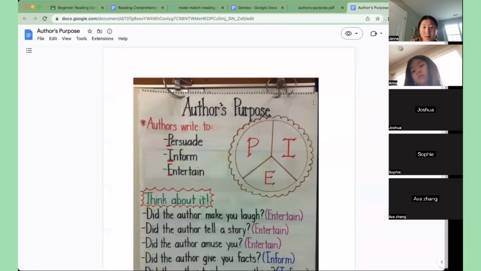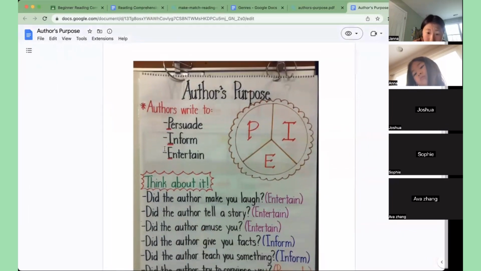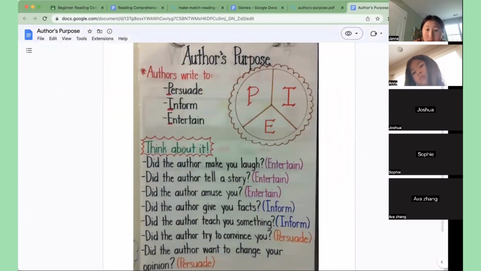So now we're going to do author's purpose. You guys might have seen this before. The acronym to remember this is PIE, because it stands for persuade, inform, and entertain. For persuade, it's just the author's trying to convince you to do something or think something. And if the author wants you to change your opinion or change your mind, anything to persuade or convince you would be the P part of PIE.